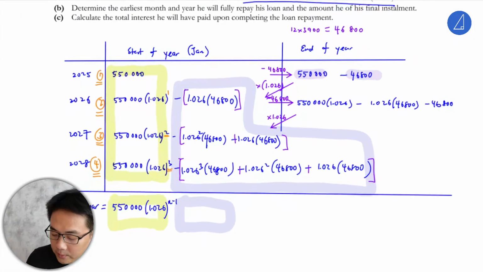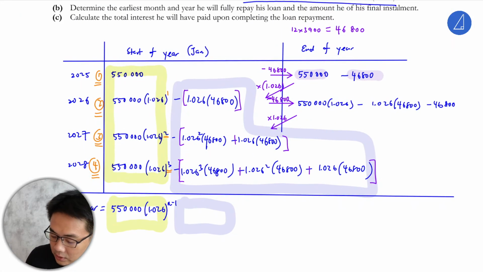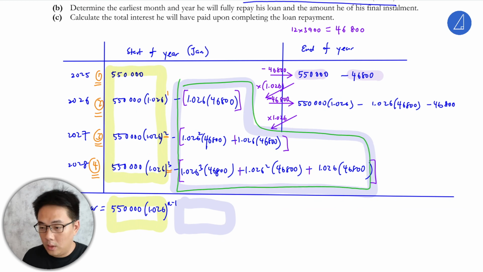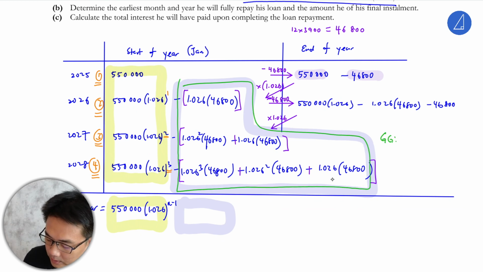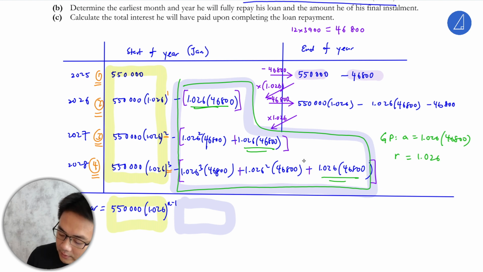Whereas for the behind part here, you know that this is largely a GP. So let me just write it down for you. This is a GP. Now, how do we see this GP? All these are terms of the GP. The first term will be 1.026 times 46,800, and the common ratio will be 1.026, because every time you cross over here, you just multiply by r.